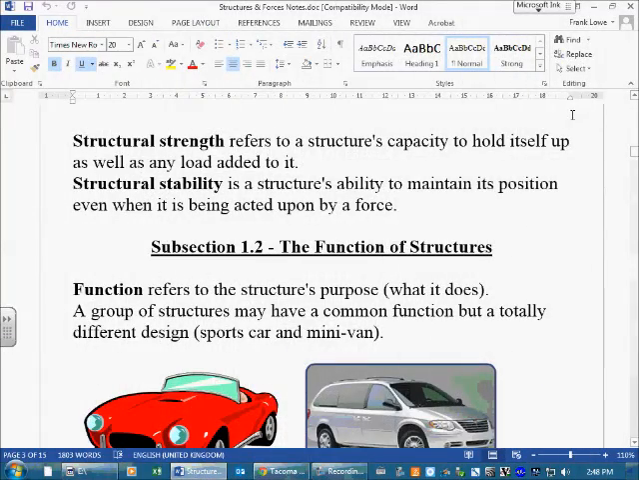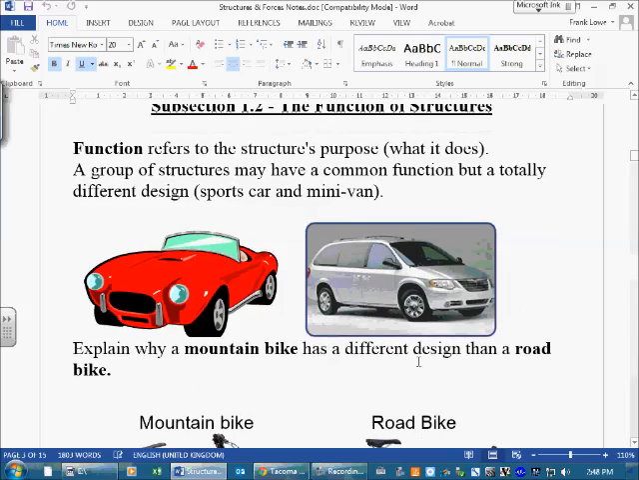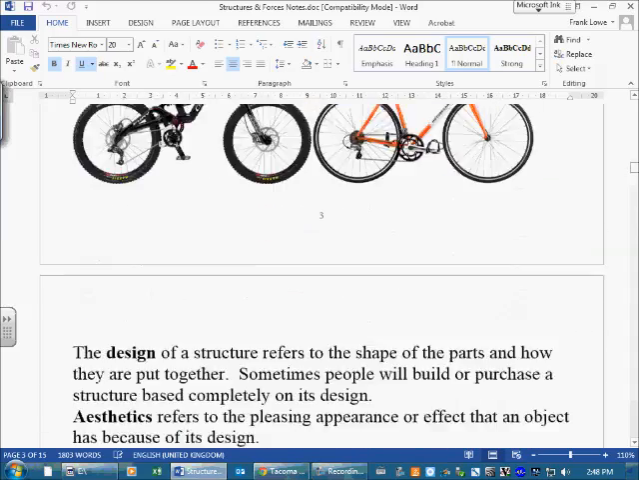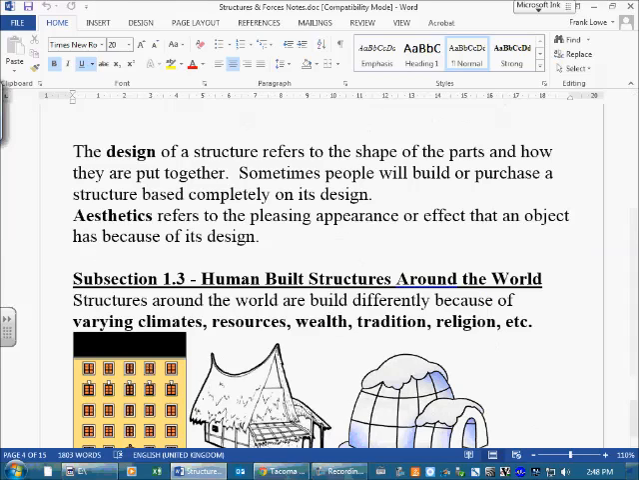Okay, in this section, we're going to look at a couple of concepts. First of all, we'll look at the difference between structural strength and structural stability. We'll look at what function means, but then put a little twist on it, looking at structures that have the same function but have different designs. So we'll look at a couple of examples of that, and we'll talk about this awesome word called aesthetics and a couple other things too.